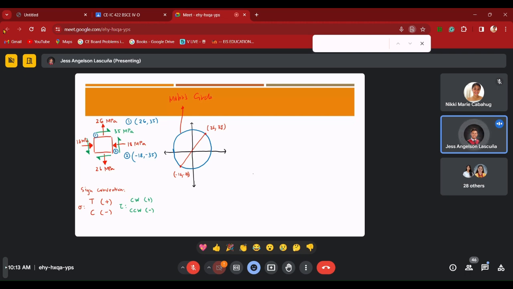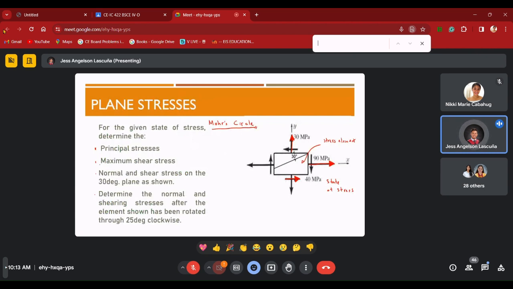Now, how to use the Mohr circle to answer the following questions: the principal stresses and the maximum shear stress. The principal stress is your normal stress. The principal stress occurs on a plane where there is no shearing, no shear stress developed. Meaning, the shear stress tau is equal to zero.